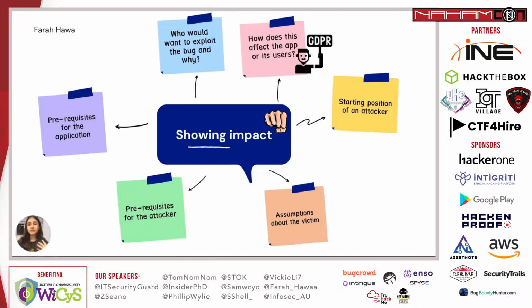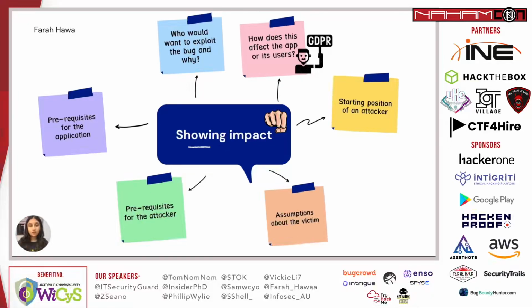The first is the starting position of an attacker. The starting position means what does the attacker already have access to and what will they get once they exploit the bug. An example is a user who has a super admin role will probably not be interested in exploiting a user with a normal role, but vice versa is more likely, right? So keep in mind the starting position of the attacker.